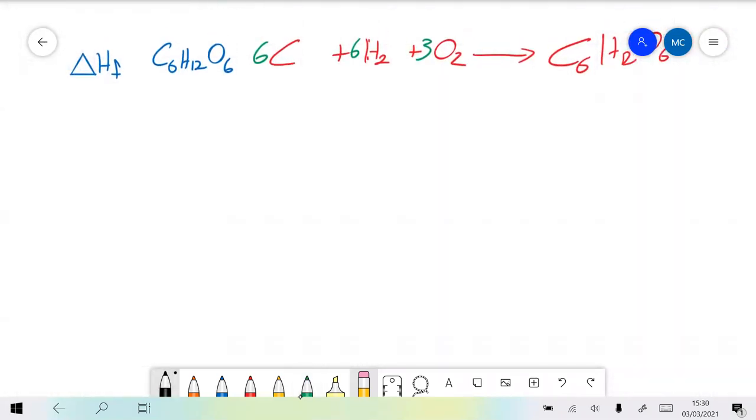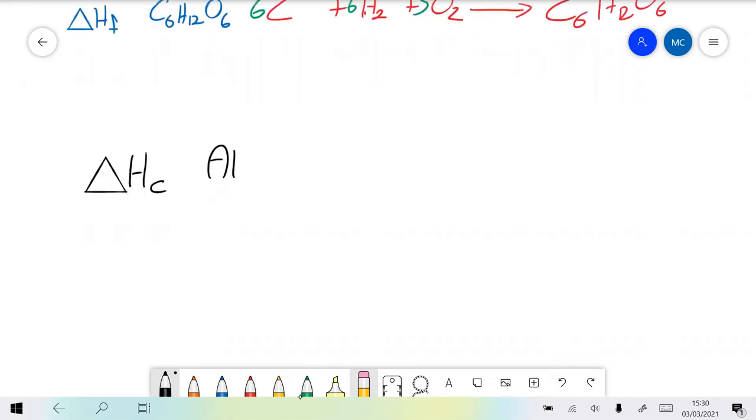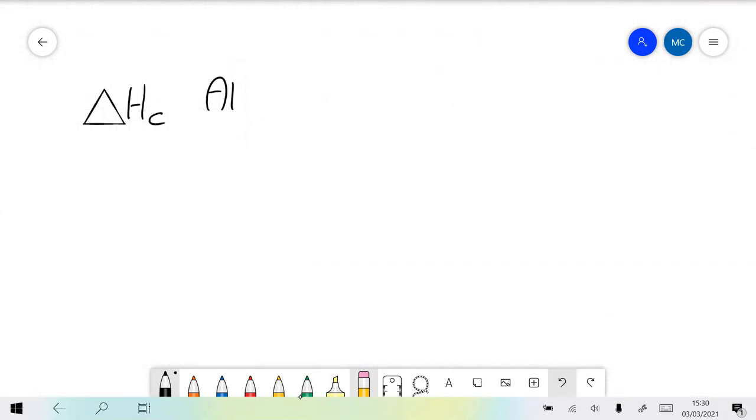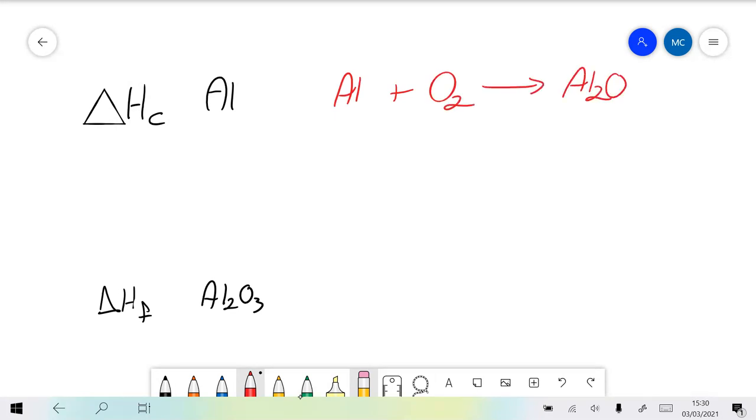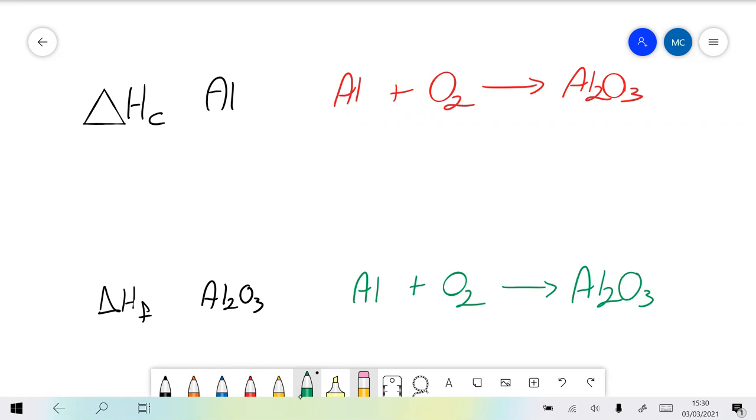And at this point, I love comparing the enthalpy of combustion of aluminium and the enthalpy of formation of aluminium oxide. Now, when aluminium reacts with oxygen, it forms Al2O3. Aluminium oxide is formed from aluminium and oxygen. At face value, these look to be exactly the same.